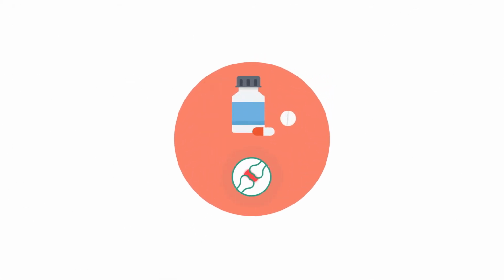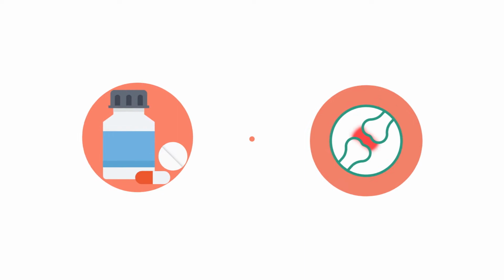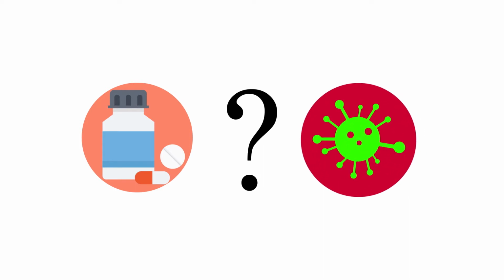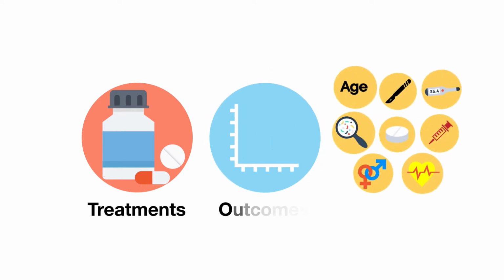Take, for example, patients who receive a medication for their rheumatoid arthritis. Questions researchers might be interested in studying are, do the patients move better after taking the medication? Or does the medication increase patients' risk of having a fungal infection? To answer these questions, researchers need to collect variables like treatments, outcomes, and covariates.